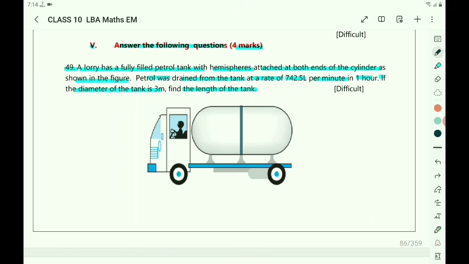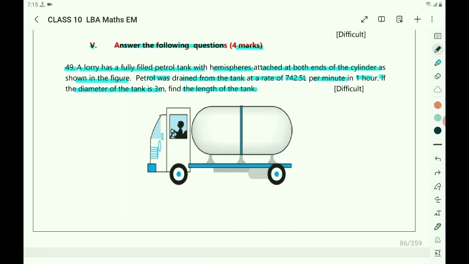And how much time is taken to drain the tank? 1 hour. You must find out how many liters of petrol was there inside the tank. That becomes the volume of the tank. 742.5 liter in 1 hour means we have to multiply this 742.5 by 60. 1 hour means 60 minutes. Multiply this 742.5 liter by 60 to get the liters of petrol drained in 1 hour.